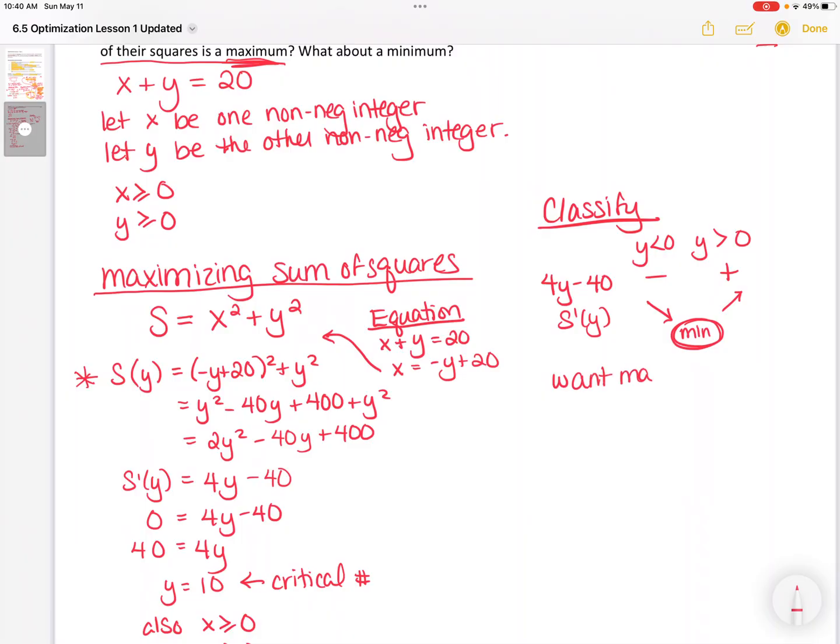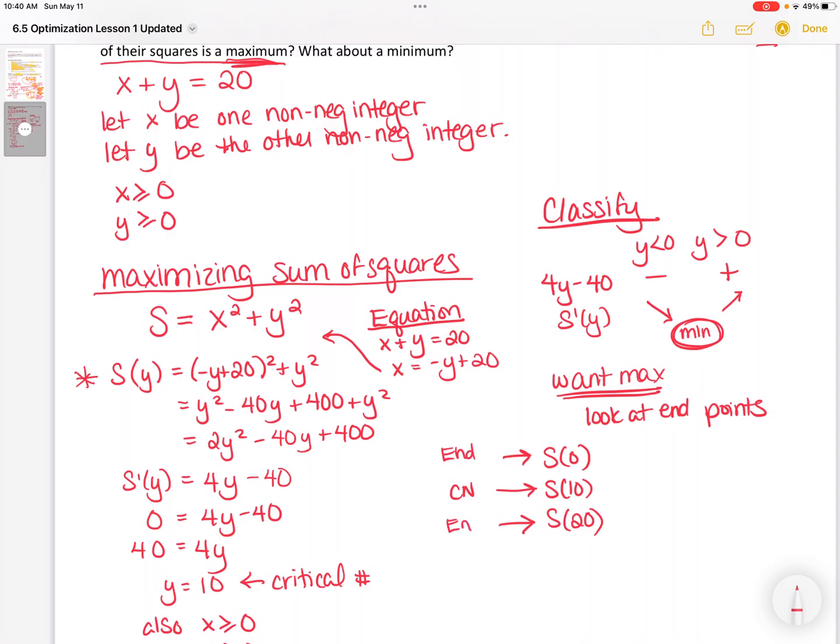Okay, so I have a minimum when y is 10, but we wanted a maximum. I want to know what values of y and x give us a maximum. So in this case, that maximum is not happening at our critical number. So I'm going to look at the endpoints. Well, the endpoints will be when y is 0, because y has to be greater than or equal to 0. So actually, you know what we're going to do? We're going to write down, these would be our two endpoints, right? The two endpoints for y, and this is our critical number. Okay, so endpoint, endpoint, critical number.